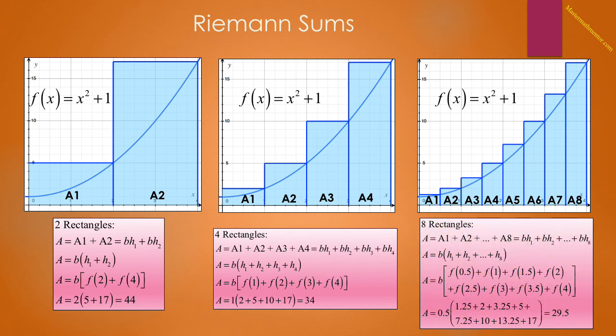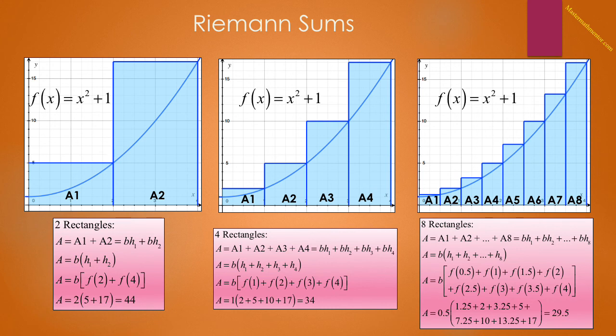Let us now move to 8 rectangles. A will be equal to A1 plus A2 plus dot dot dot plus A8, which is BH1 plus BH2 plus dot dot dot plus BH8. We can factor out the B and get B times the quantity H1 plus H2 plus dot dot dot plus H8.